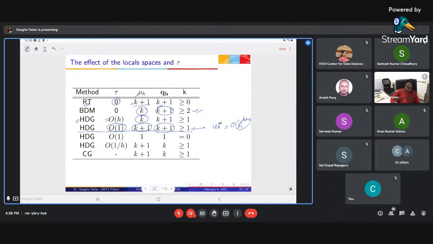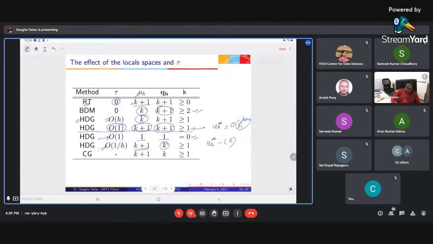On the other hand, if you choose this stabilization parameter of order 1 by H, then you will have k plus 1 in the solution UH, but in the gradient, you will lose. It is going to be only k. And if you choose the stabilization parameter to be of order 1, and if you choose the degree of polynomial to be 0, in that case, you are able to see the superconvergence for UH and QH, but here you will not be able to get superconvergence for UH star. It is going to be only of order H.